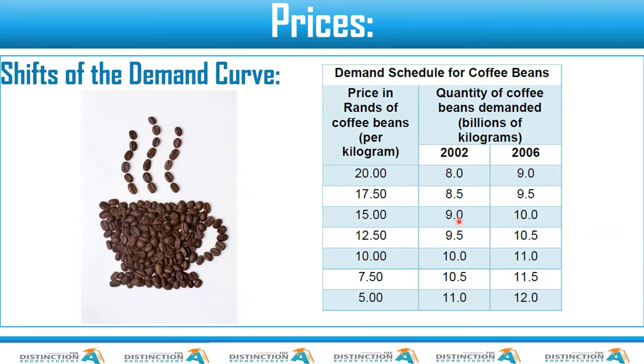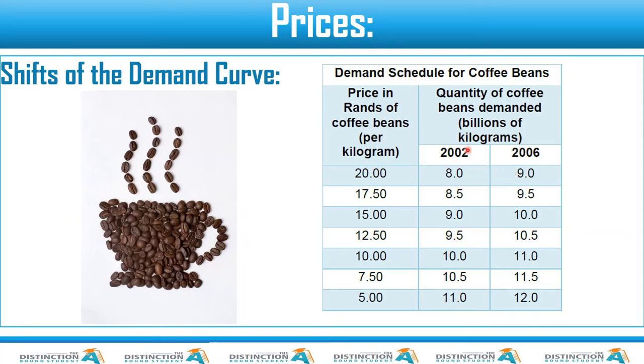So then at 15 rand, 9 billion kgs will be demanded the whole year. At 12 rand, 9.5 billion. At 10 rand, 10 billion. Like that, up until 11 billion at 5 rand per kg.